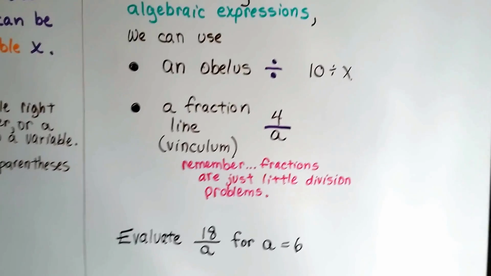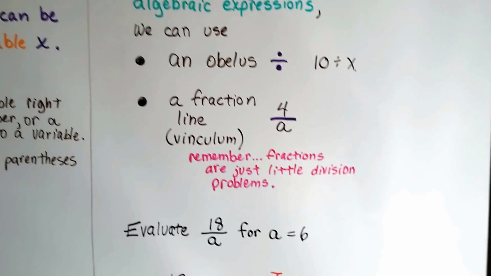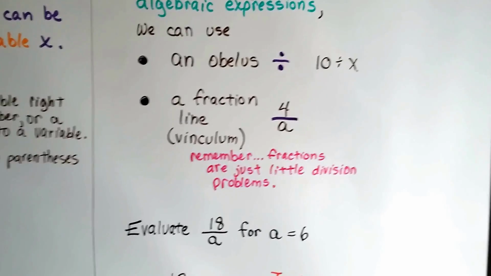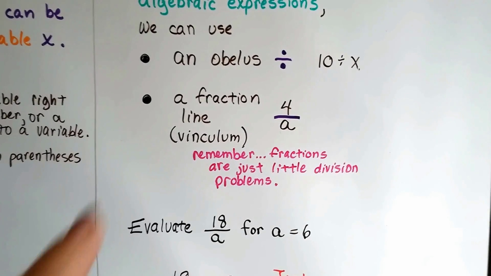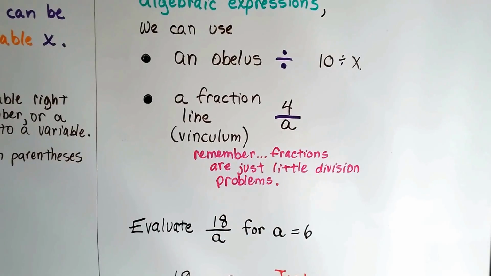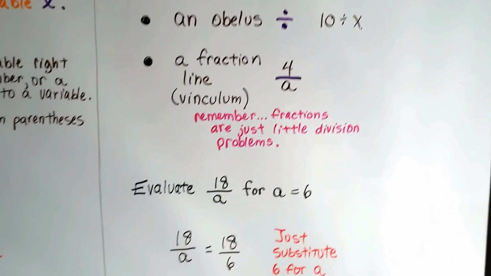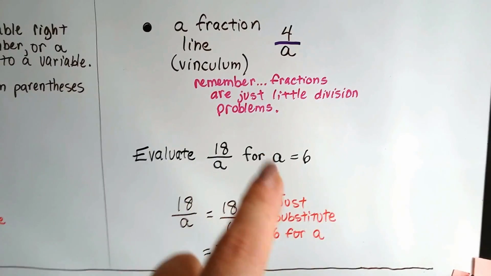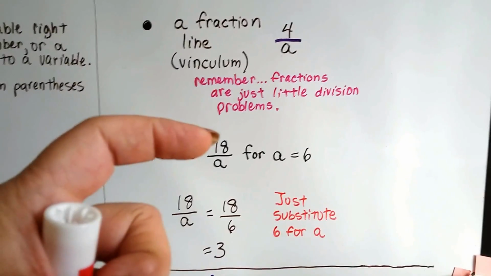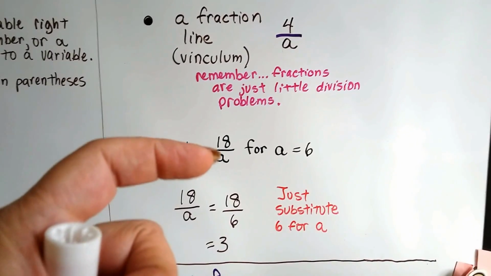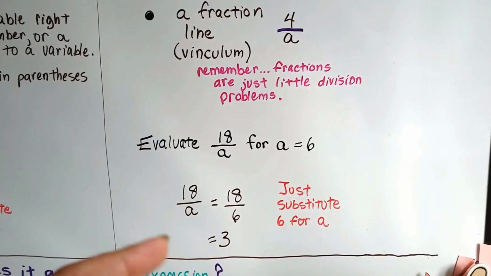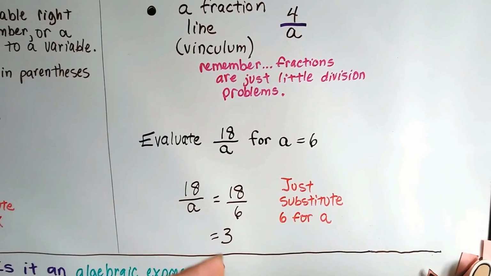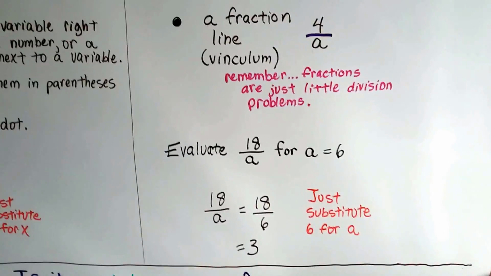If you've been following along with JoAnn school since way back, or even just last year, 8th grade, I always say fractions are just little division problems. So if we needed to evaluate 18 over a for a equals 6, we know that's a division problem. 18 divided by a, 18 divided by 6. See? We just substitute the 6 for the a and we get 3.